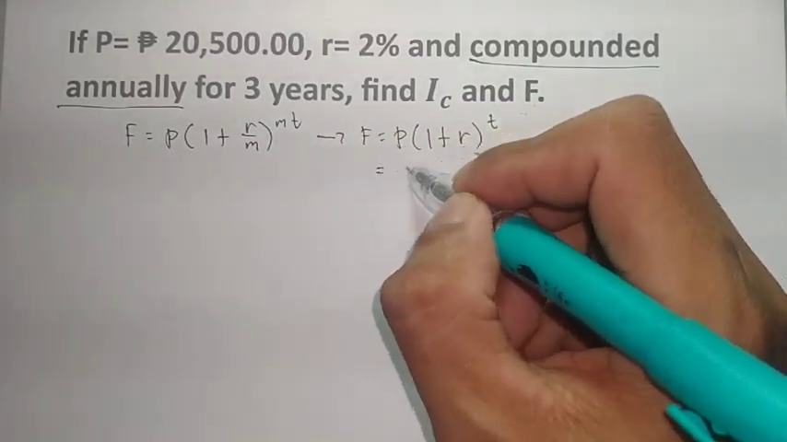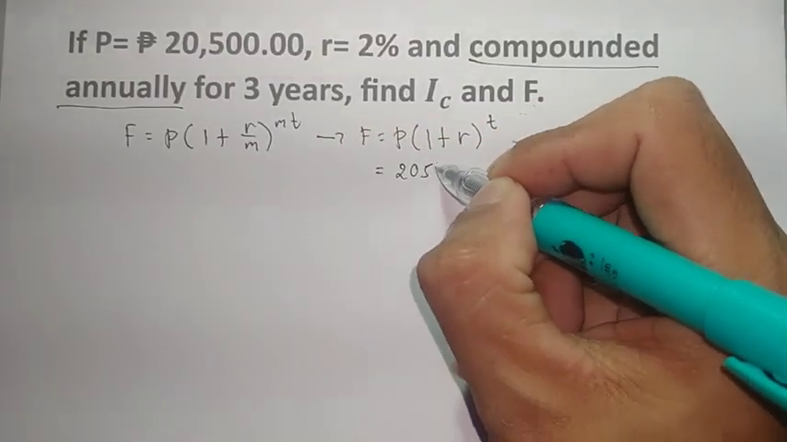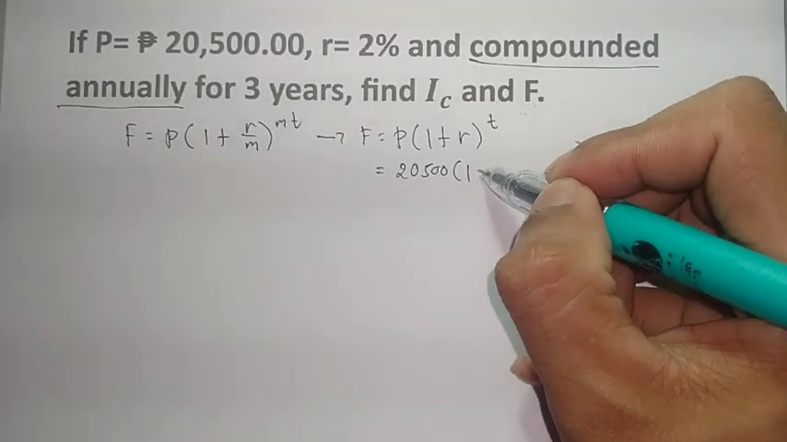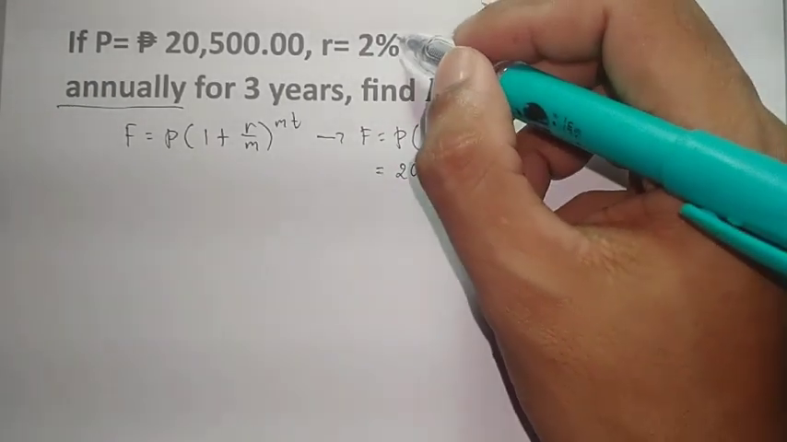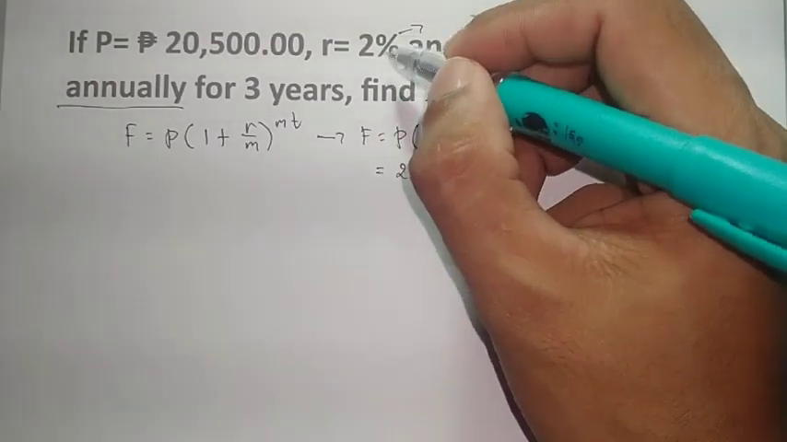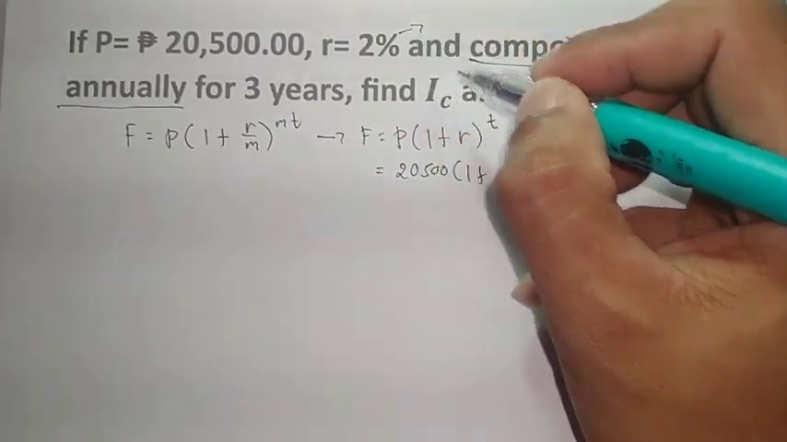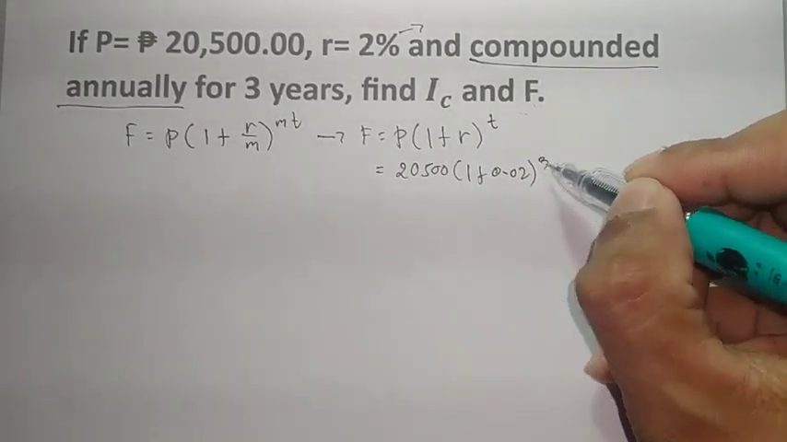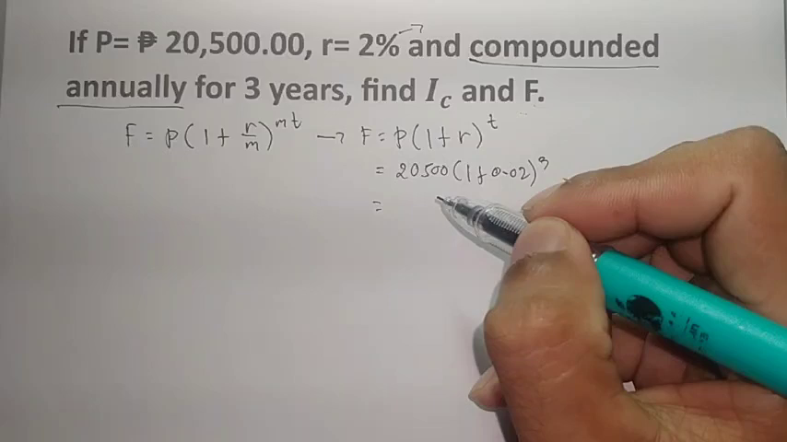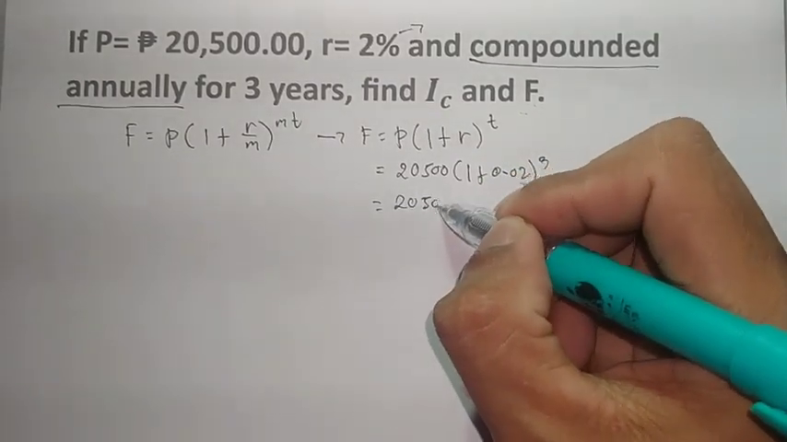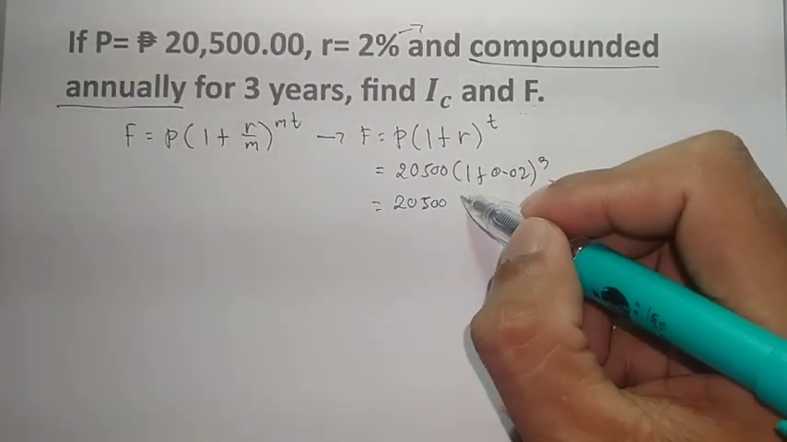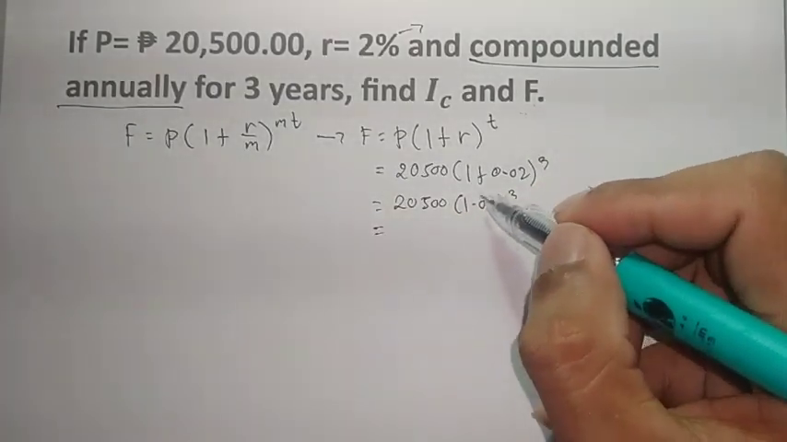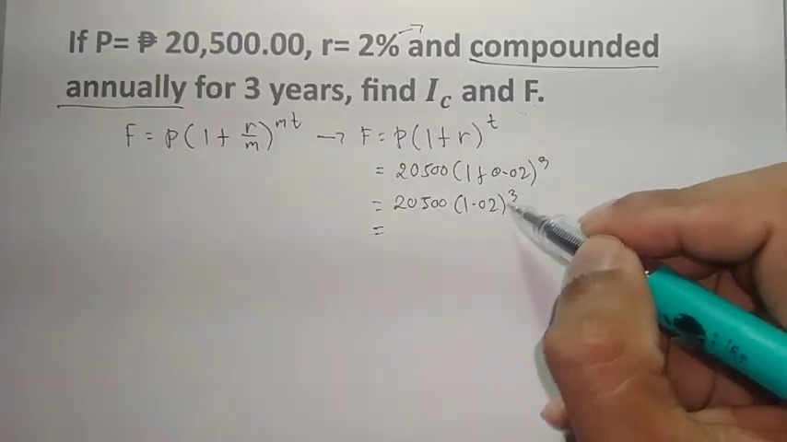So we substitute. So P is 20,500. Copy the 1. The rate is 2%, and to convert this into decimal, we divide it by 100, so it becomes 0.02, and our time is 3. Then apply the PEMDAS rule. We have 20,500. 1 plus 0.02 is 1.02 raised to 3. Again, after the parentheses, we need to do the exponent.